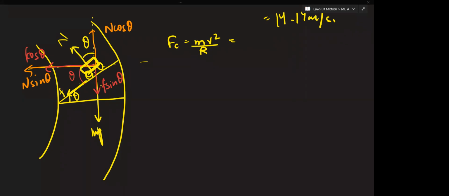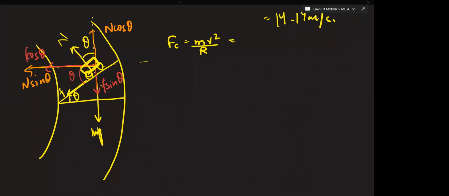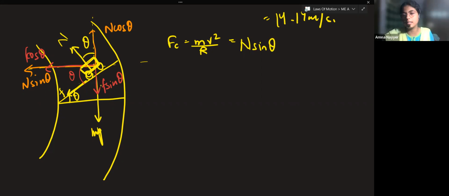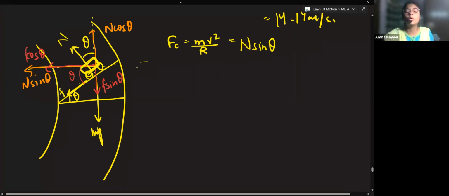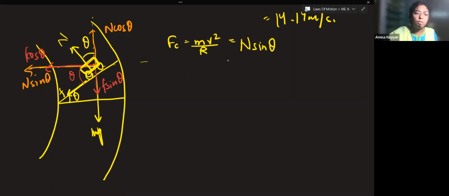N sine theta. N sine theta, good Aram. I think Aram has answered. Only n sine theta is correct. I'll write down here n sine theta. Now can anyone help her out? Only n sine theta. F cos theta. F cos theta as well. See class, these two forces are acting along the radius towards the center.